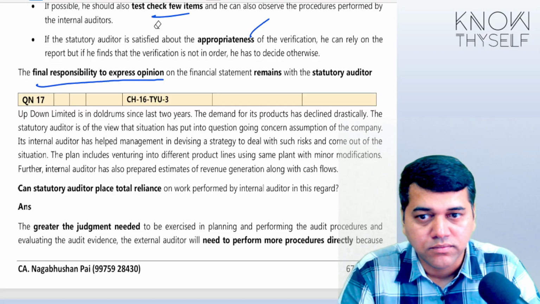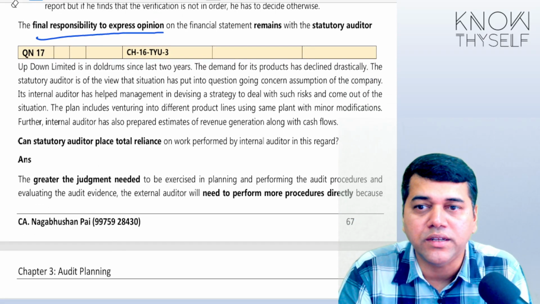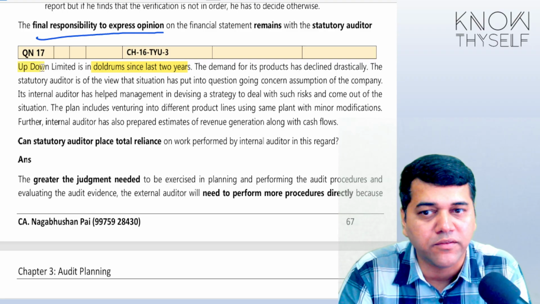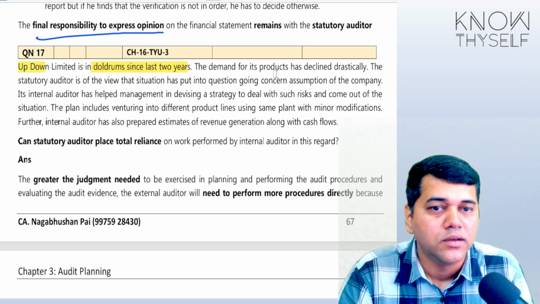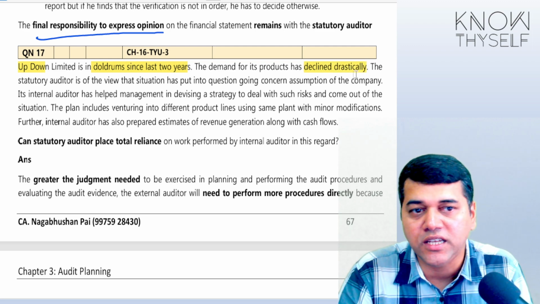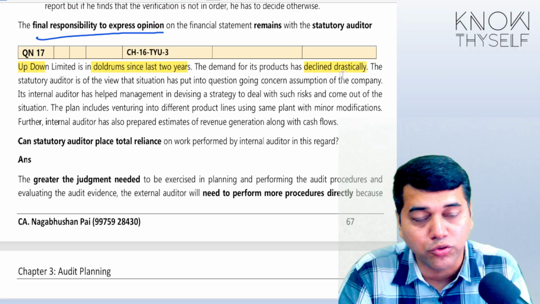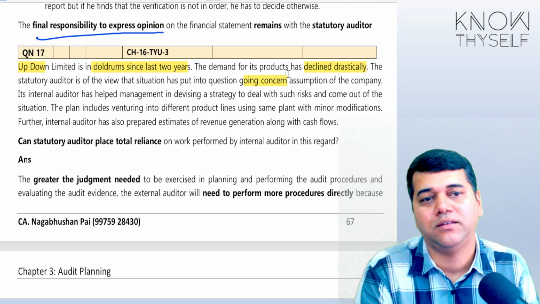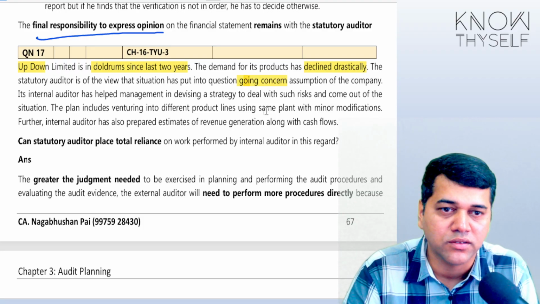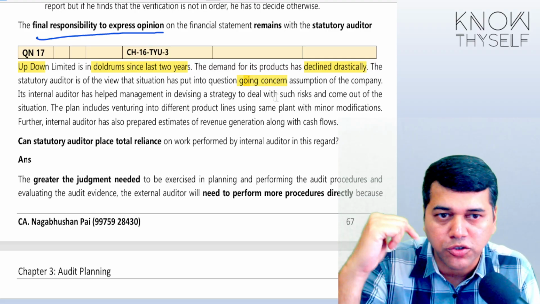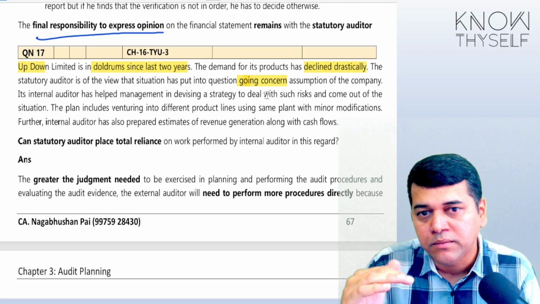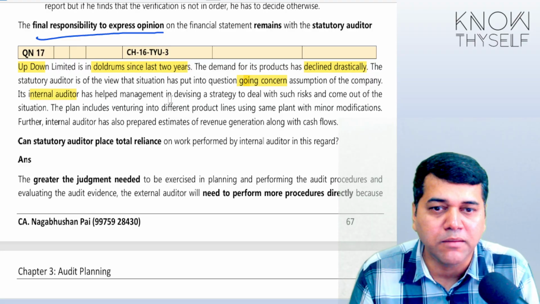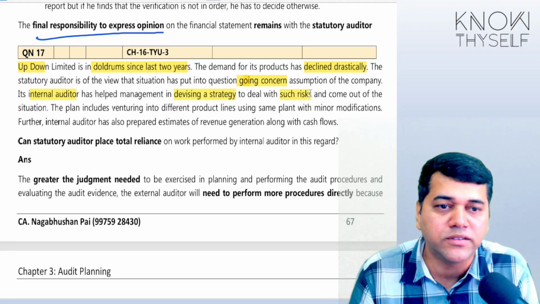Yes, a very easy question. Now, Up Down Limited is in the doldrums for the last 2 years. That means some problem must be going on. That's why the name itself is Up and Down. The demand for its product has declined drastically. Going concern should strike you immediately, because you don't know what this question is all about. The statutory auditor is of the view that the situation has put it into... See, this is how your mind should start predicting, students. By looking at the words, your model should be evaluating, okay, maybe this, maybe this. The internal auditor has helped the management in devising the strategy to deal with such risk.